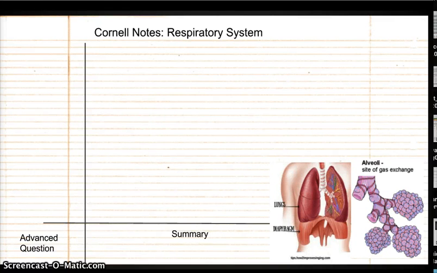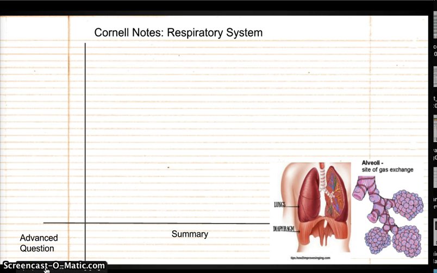Hello students, today you're going to take Cornell notes on the respiratory system, and the images are there for a little later so you can kind of see what you're taking notes on. So set up your notebook, and if the video is going too fast, of course pause it or rewind it. The questions you're going to have to make up on the side by yourself, and that's part of the grade.